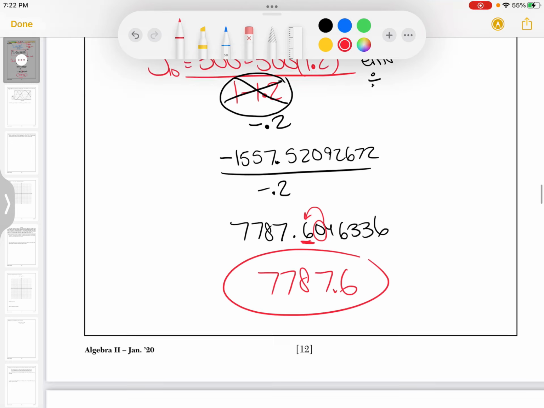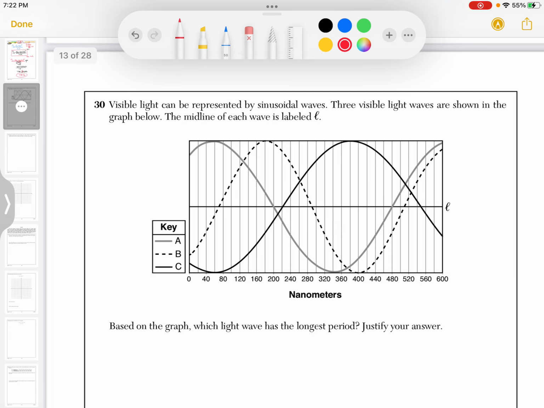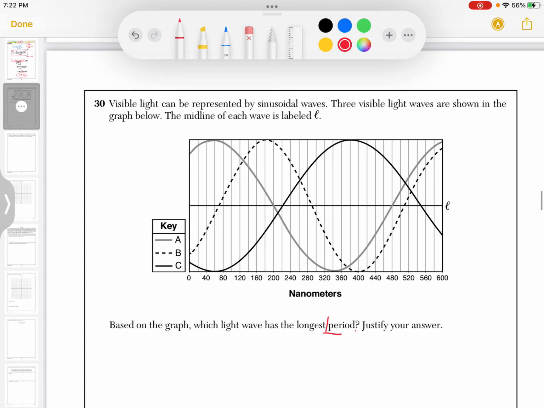All right, moving right along. The next one looks terrible. Here we go. It says visible light can be represented by sinusoidal waves. Remember, that just means sine, cosine waves, like trig functions. 3 visible light waves are shown in the graph below. The midline of each wave is labeled L. Based on the graph, which light wave had the longest period? Justify your answer. If we don't know what period means, this question is going to be very difficult.